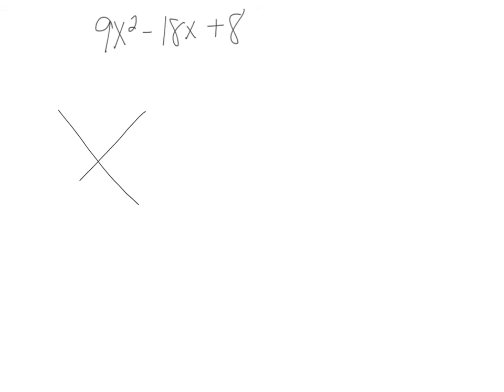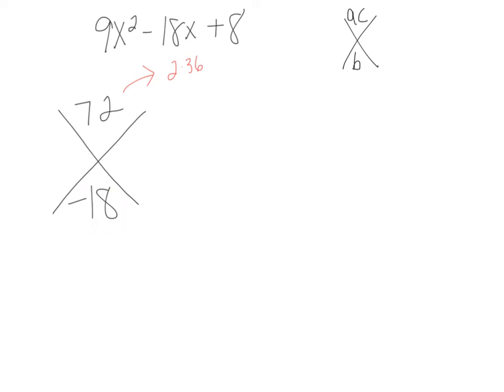What someone taught me quite a while ago is a fun little method that works every single time. What you do is you plug in AC up there and B down here. So A times C is 9 times 8, which is 72, and the B term is negative 18 down there. Now we need to make a list of factors of 72, things that multiply together to give me 72 and add together to give me negative 18.